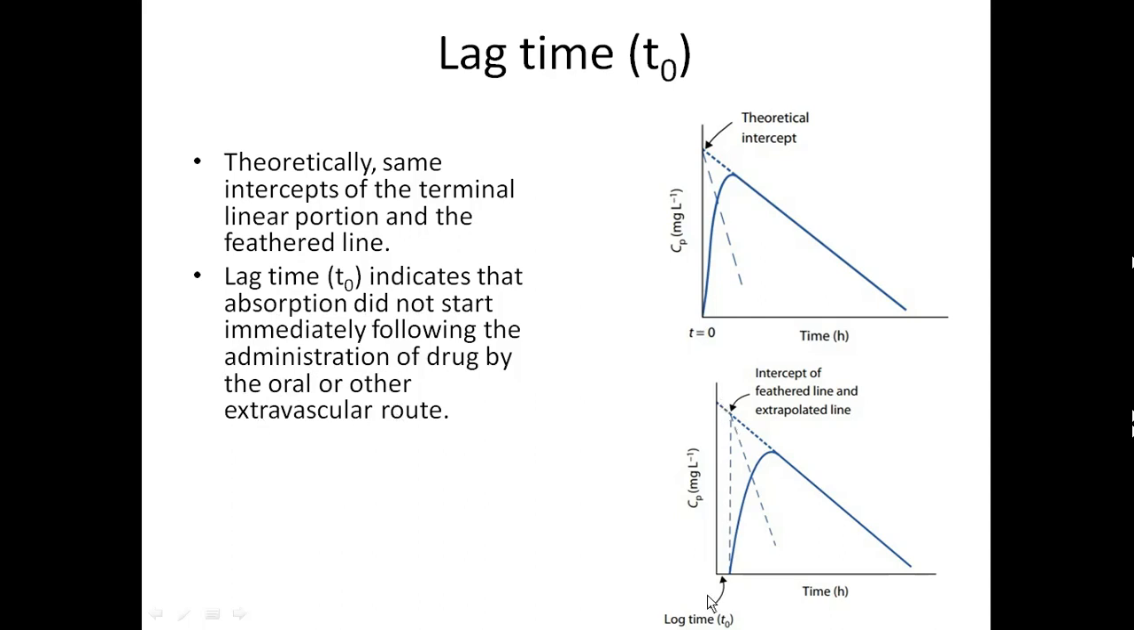So what happens? Due to this lag time, the intercept of the feathered line and the extrapolated line shifts forward. So it shifts over here. This time of shifting of the intercepting point is called the lag time. The lag time indicates that the absorption did not start immediately. So that's the important thing. Since the absorption is not starting, there is a gap, after which the absorption starts.